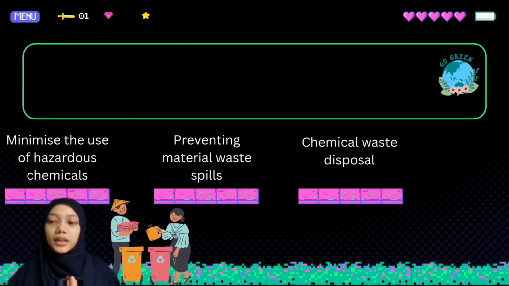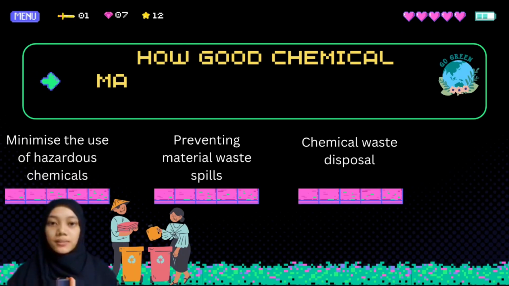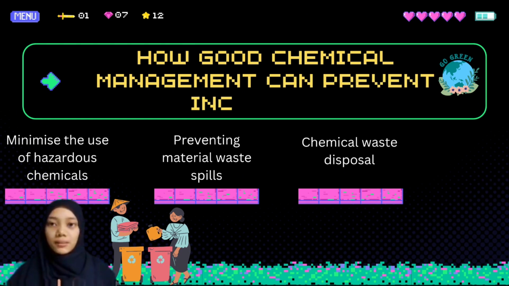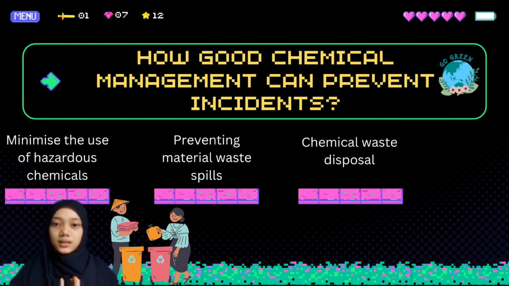Next, how good chemical management can prevent accidents. First, minimize the use of hazardous chemicals. Only use the minimum amount required, so use as few chemicals as possible. Recycle all recoverable materials and then dispose of any remaining hazardous substances.